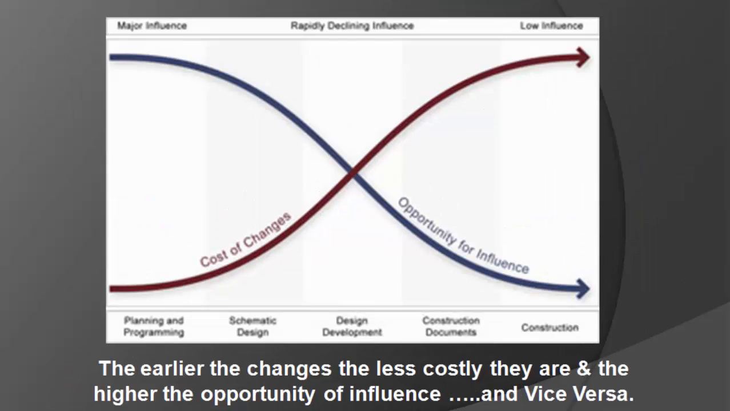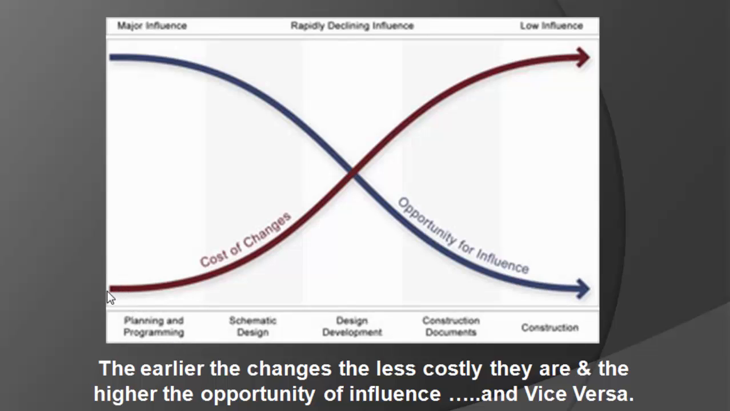This graph shows you two curves and they intersect in the middle. The red graph is called the cost of change and the blue graph is called the opportunity for influence, the impact of the design on the building. As you can see, they intersect at the design development stage. So in the building process, we have planning and programming, schematic design, design development, construction documents, and construction where the building is built.